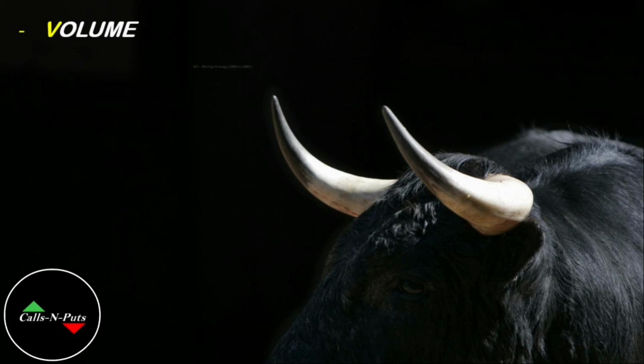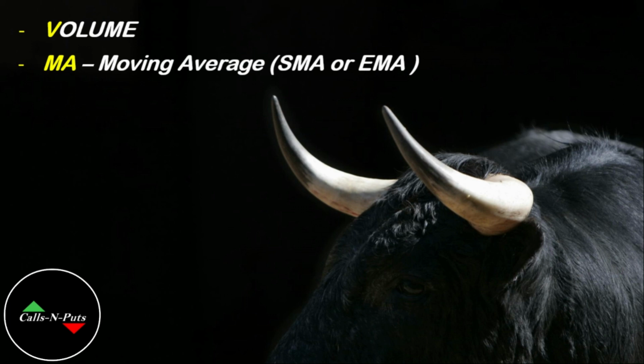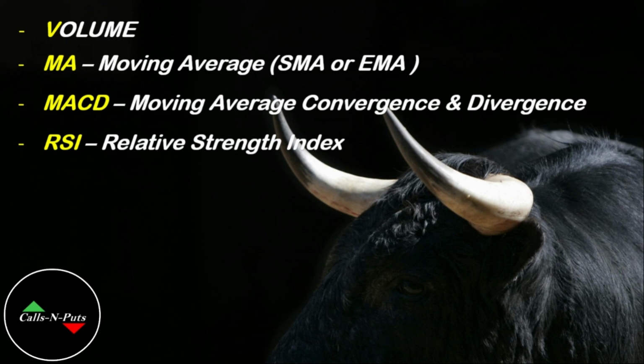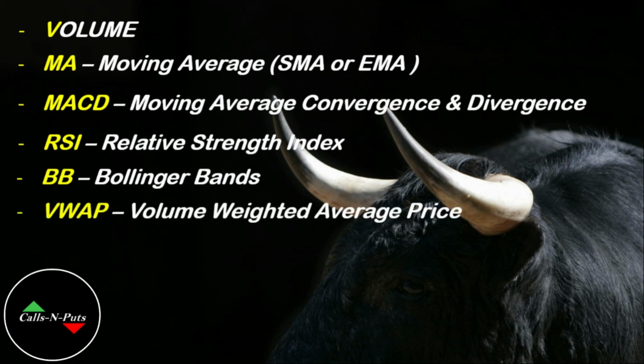So the first one is volume. Second one is moving average. It can be simple moving average or exponential moving average. Third one is MACD, moving average convergence and divergence. Fourth one is RSI, relative strength index. Fifth one is BB, that is Bollinger Bands. Next is VWAP, volume weighted average price, and the last one is super trend.